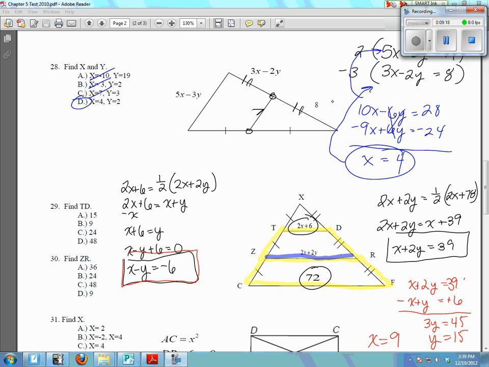Okay. Now that's not what the question asked. The question was find TD. So TD was 2 times x plus 6. Well, 2 times 9 is 18, plus 6 is 24. So C is your option there. 30 says find ZR. Well, ZR is 2x plus 2y. Well, 2 times x, 2 times 9 is 18, plus 2 times y. Y was 15, so 2 times that is 30. So I get 48. So C is my answer for ZR.